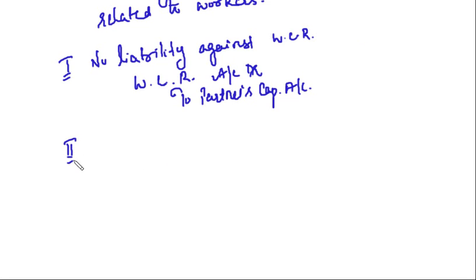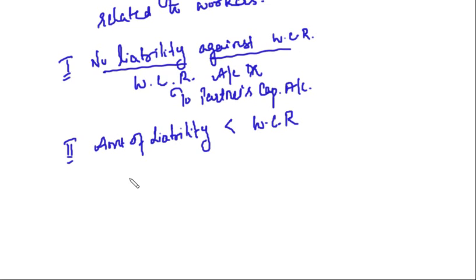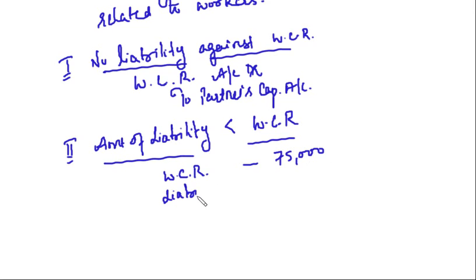Case 2. Amount of liability is less than workman compensation reserve. This was no liability. This is amount of liability is less than workman compensation reserve. Suppose you have a workman compensation reserve of 75,000, right? And during the year, that is till the date of dissolution, you have a liability of 20,000. What is the remaining reserve?